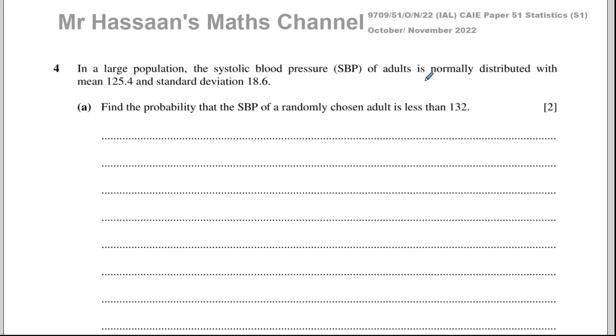We're told that we have a normal distribution here. Let's say the systolic blood pressure is X. So we say that X is distributed normally. The mean is 125.4 and the variance is 18.6 squared. Mean, variance, that's how you write it. Now, we want to find the probability that X is less than 132 in a randomly chosen adult. So we want to find this probability.